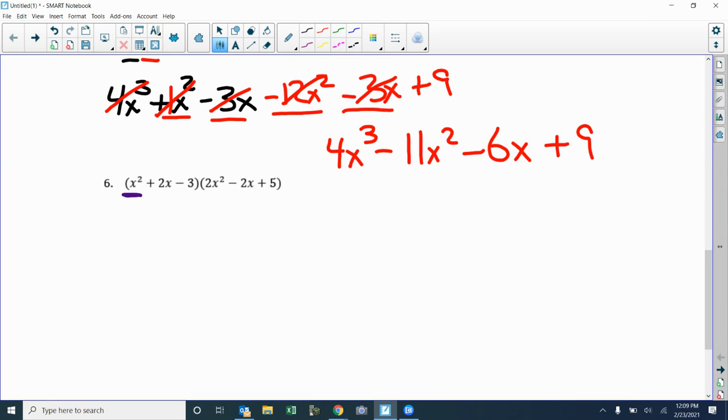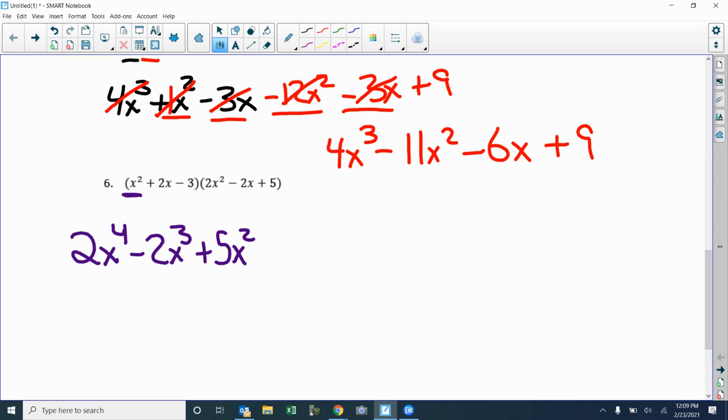This one's the biggest one. It's a trinomial times a trinomial. So we're going to have 9 things here. X squared times 2x squared would give me 2x to the 4th. X squared times negative 2, give me minus 2x cubed. X squared times positive 5 will be plus 5x squared.